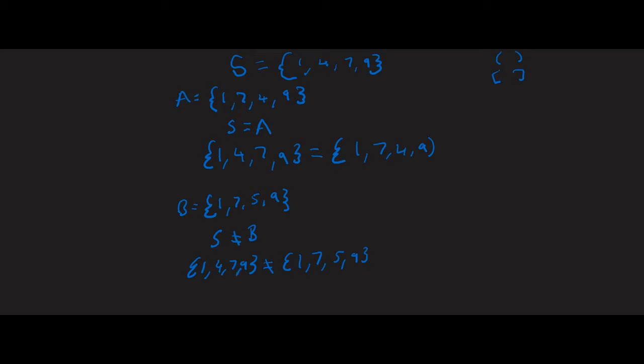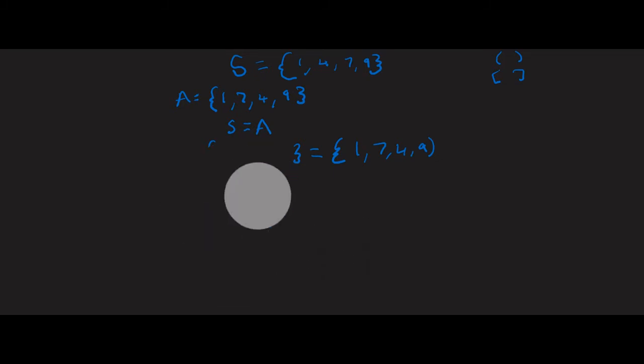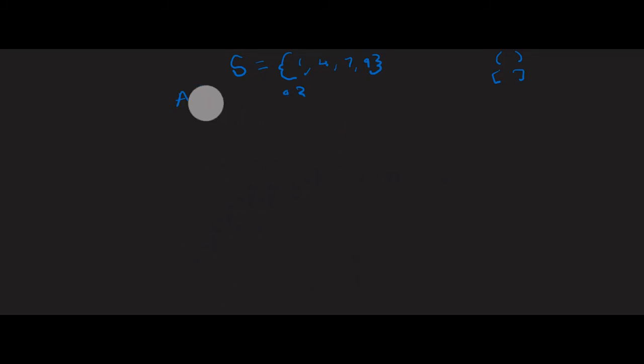So there we go. Now, you can do the same thing here for A, so you can go like A is not equal to B, and then {1, 7, 4, 9} and {1, 7, 5, 9}. So the next thing we're going to look at is the element sign. So what we're going to do is this sign over here. So that's the element sign.